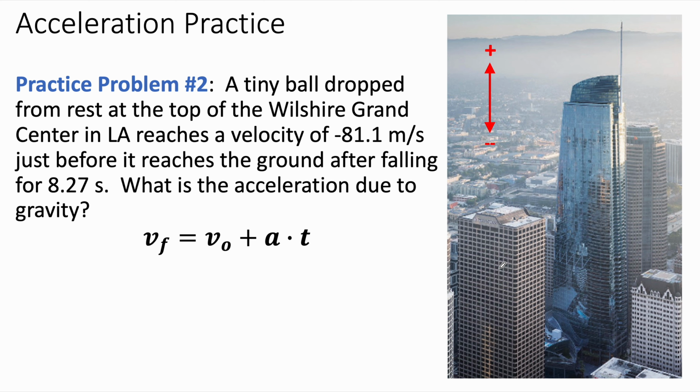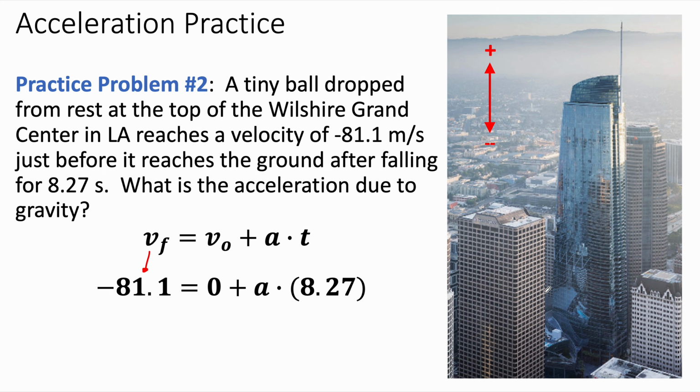Let me show you a quick example problem of this one. The tallest building in downtown LA is the Wilshire Grand Center. If you drop a tiny ball from the top, it reaches the ground after falling for just 8.27 seconds. My question is, what was the acceleration of the ball? In this case, what's accelerating the ball? Well, it's actually gravity. So we're going to find the acceleration of gravity. This is a plug and chug problem, but the algebra is a little bit challenging. So my final velocity, negative that.